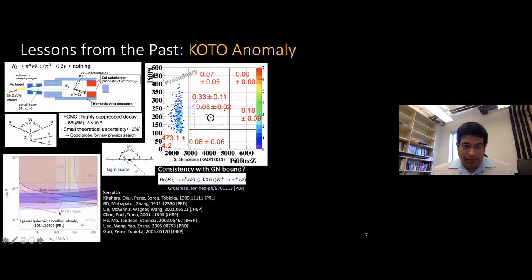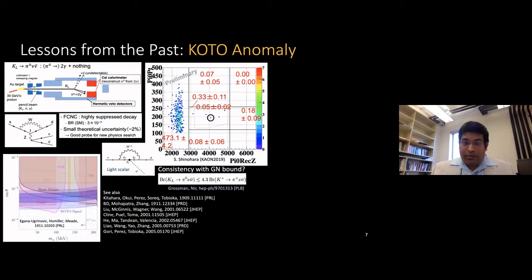I just take this plot from this paper, and what it shows is the mass versus the mixing with the Higgs. Here, this blue region is what can explain the KOTO excess, and it seems there is some region which is consistent with all the experimental constraints, including the NA62 bound that I mentioned. So this is consistent with the Grossman-Nir bound. This is one way to avoid, or partly avoid, the Grossman-Nir bound.